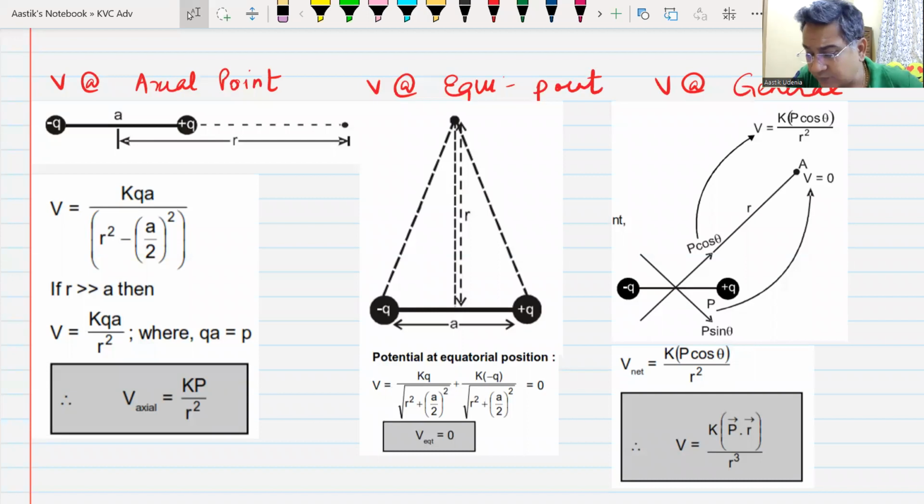Then this is the formula of electric potential due to a dipole at any axial point, at any equatorial point. I told you at the equatorial point it is 0. At any general point, if you put the angle as 0 or 180 degrees, you will get the axial point. If you put the angle at 90 degrees, you will get the equatorial point. Note down this formula because you might not have this formula with you.